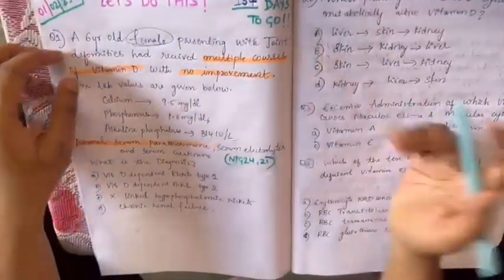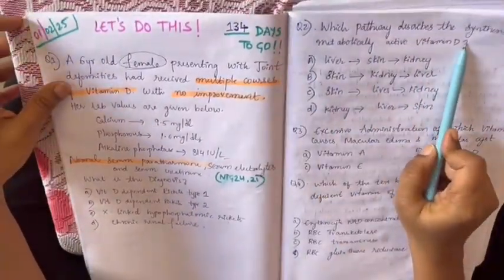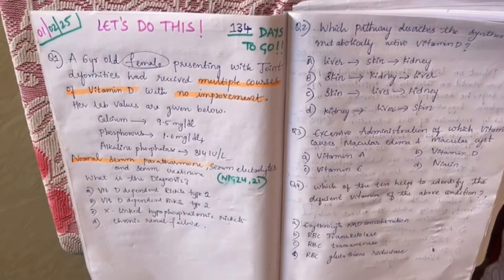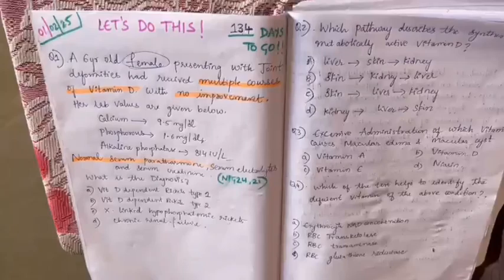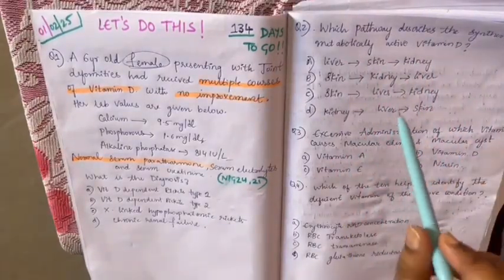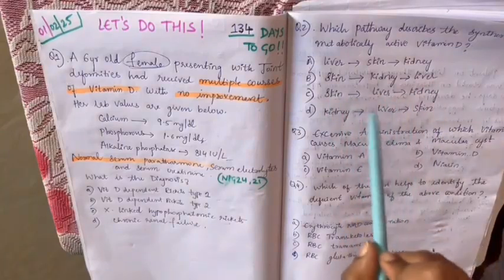Coming to the second question: which pathway describes the synthesis of metabolically active vitamin D? This seems to be a very simple question, because the active form of vitamin D3, metabolically active vitamin D, as we have just seen, is 1,25 dihydroxy vitamin D3. We have been discussing the synthesis of metabolically active vitamin D since our inter days, but sometimes we find this confusing.